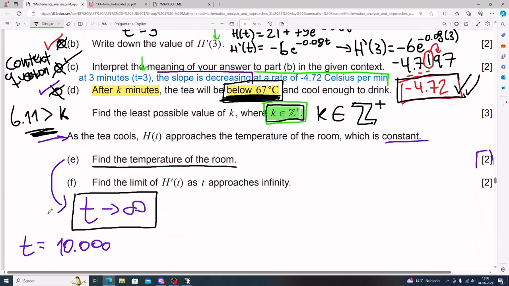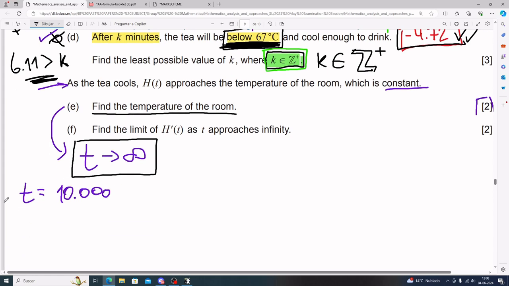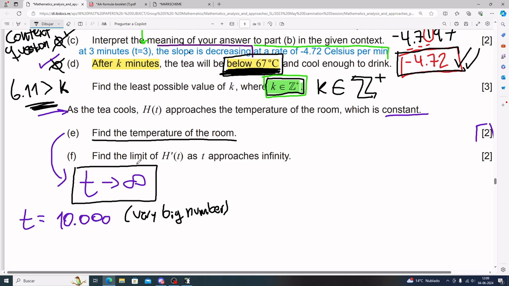But you need to make clear that you know that you're just plugging in a very big number. So here you can also put "very big number", just so that whoever is grading you knows that you know what you're doing. That's the thing about method points. Whoever's grading you needs to understand what you were thinking. And so for finding the temperature of the room, you reach it eventually after a really long amount of time.